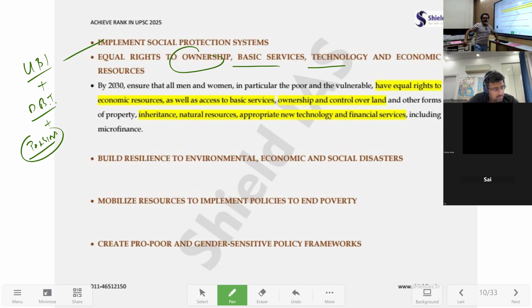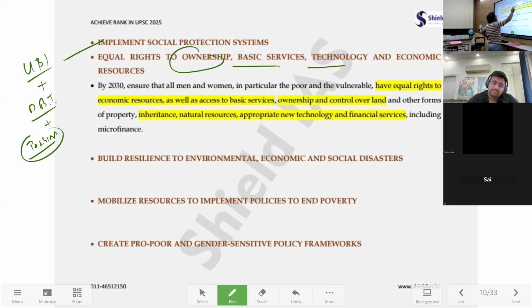Now, for example, we were talking about land, all the land rights. So what we have done: abolition of zamindari, abolition of princely states, land ceiling, land redistribution. Even inheritance rights were given to women in terms of landed property. So now again, ensure that all men and women, in particular the poor and vulnerable, have equal rights to economic resources.